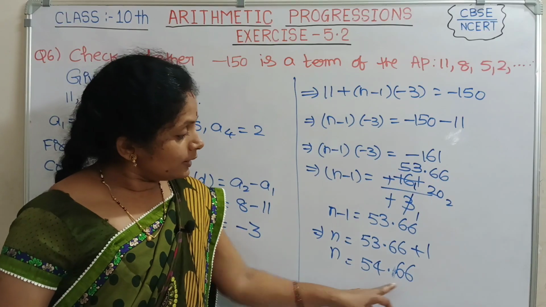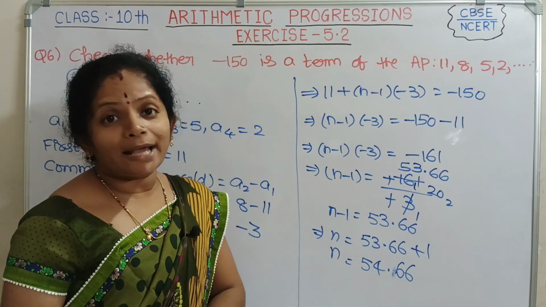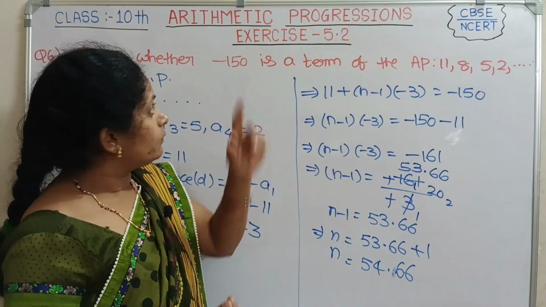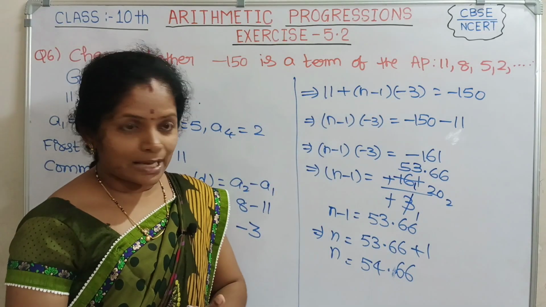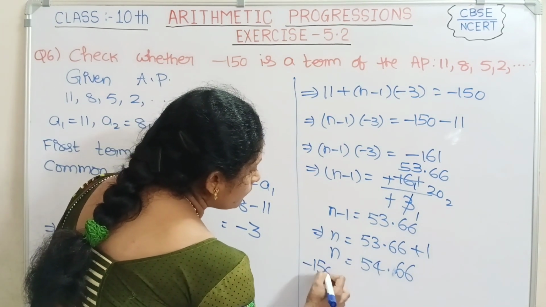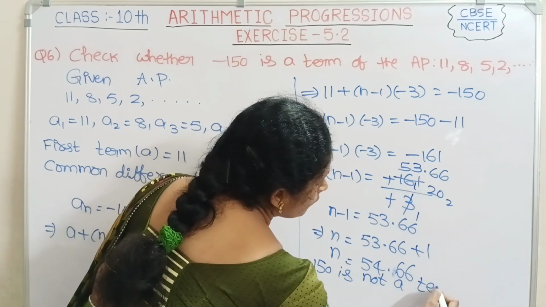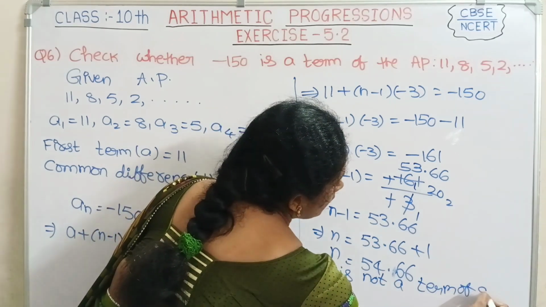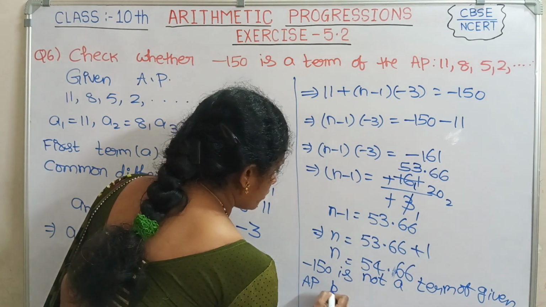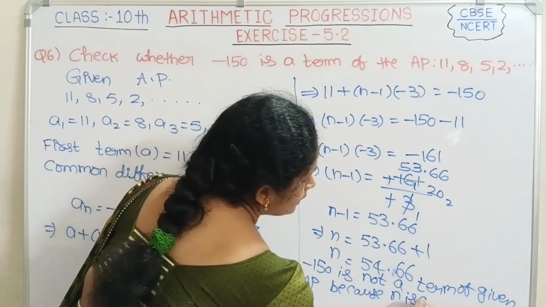We got the value in decimal point. So n can never be a decimal value, which means minus 150 is not a term of this AP. Minus 150 is not a term of the given AP, because n is a decimal.